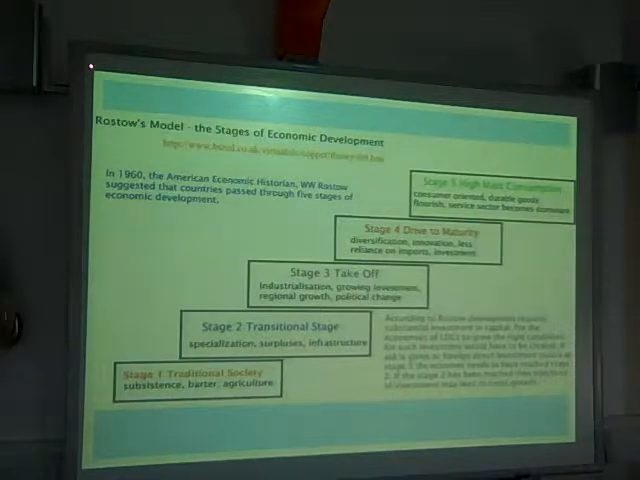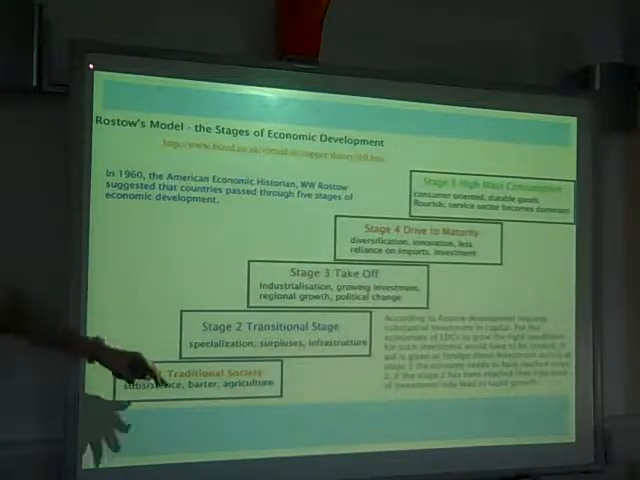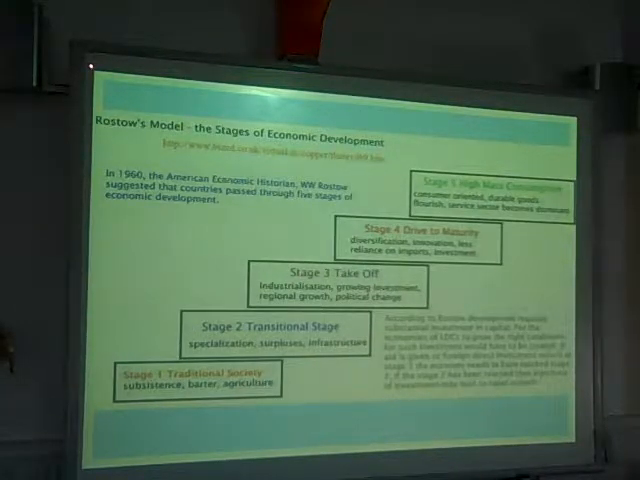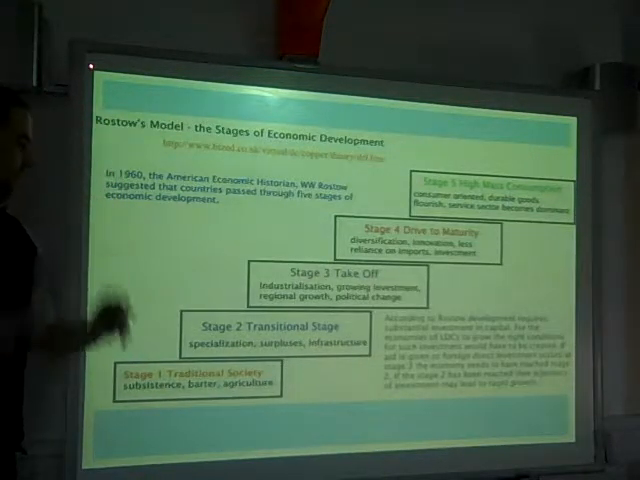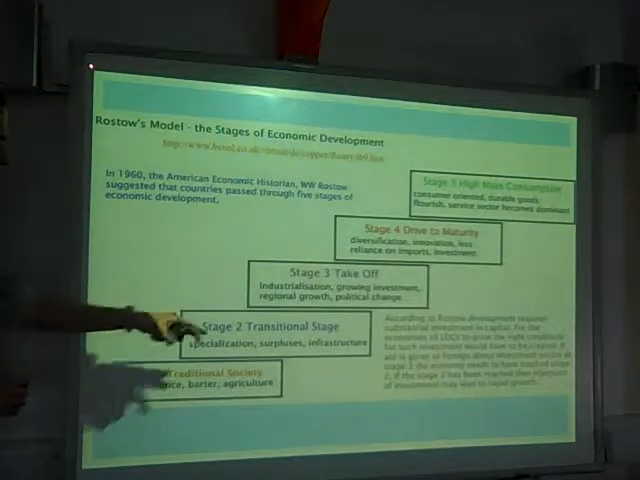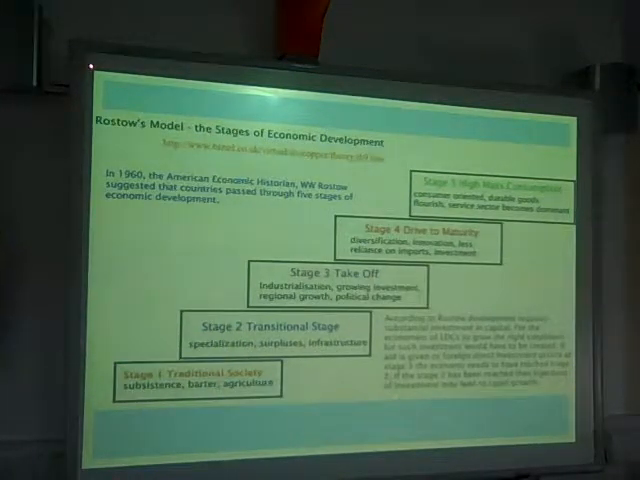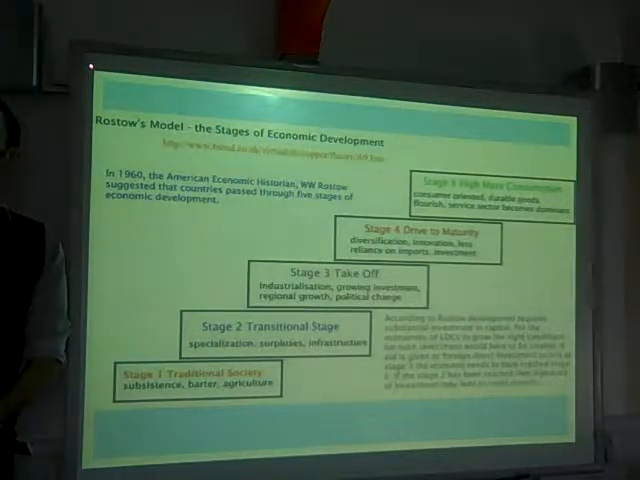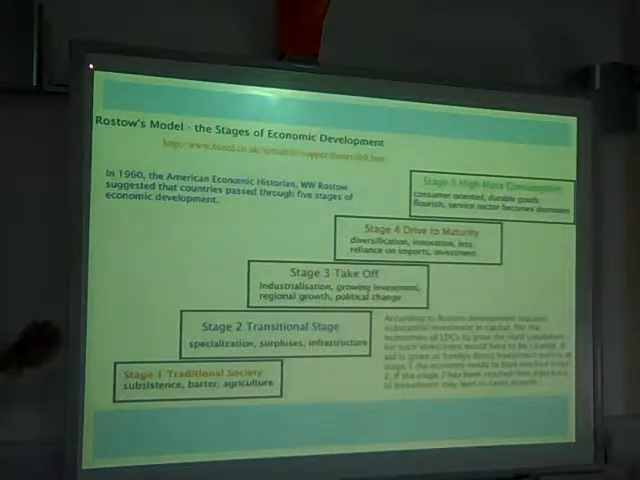Now, Rostow's model, the stages of economic development, can actually help us pinpoint where countries are. Countries go through, first of all, stage one, the traditional society, which is often subsistence, bartering and agriculture. So some third world places may currently still be in that. The second example is a transitional stage, which focuses on specialisation, surpluses and infrastructure.